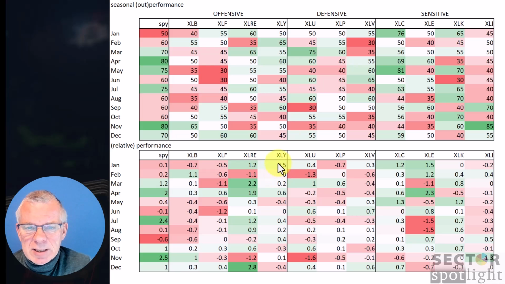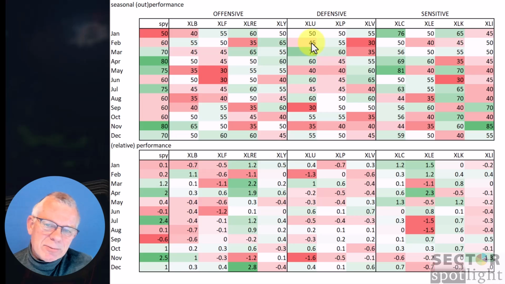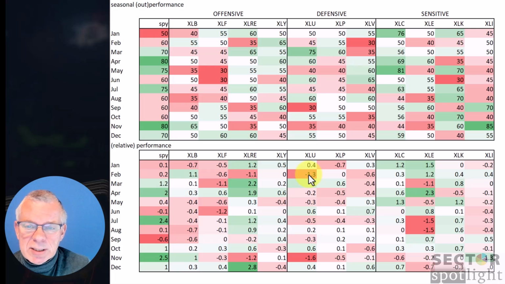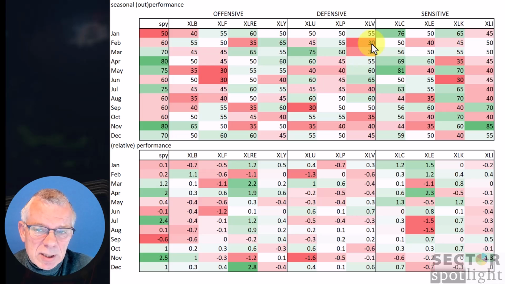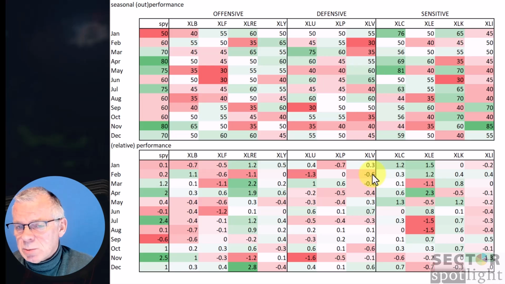And then we've got utilities. That is weak expectation, but it's actually a very weak expected return, so that's completely in line with what we're seeing on the RRG tails. And here on healthcare, that is probably the lowest reading. So 70% of the time, healthcare underperforms the S&P in the month of February, and the average underperformance is 60 basis points.